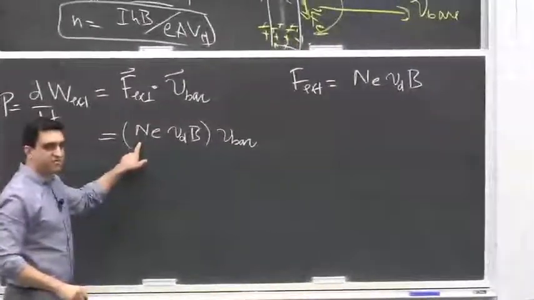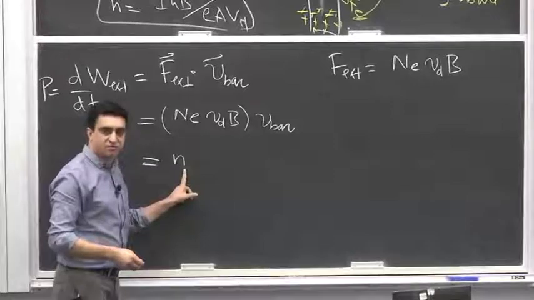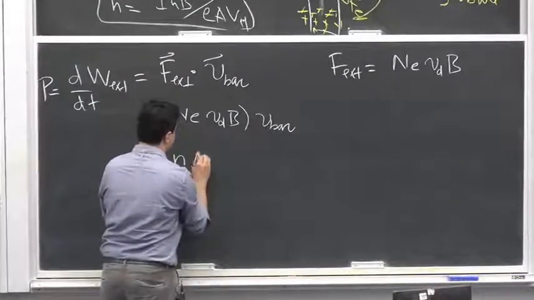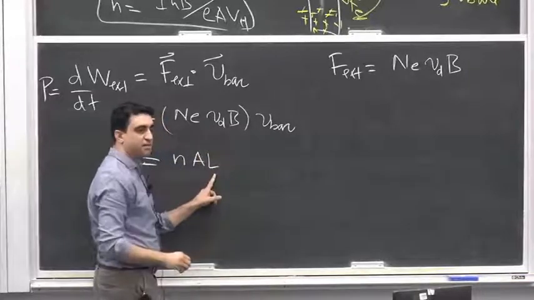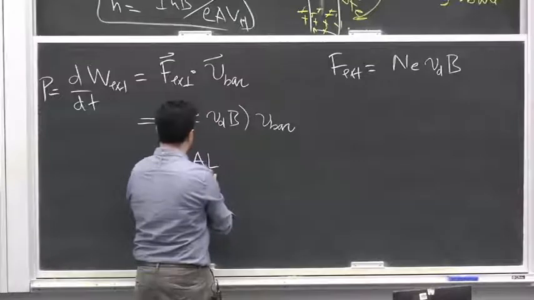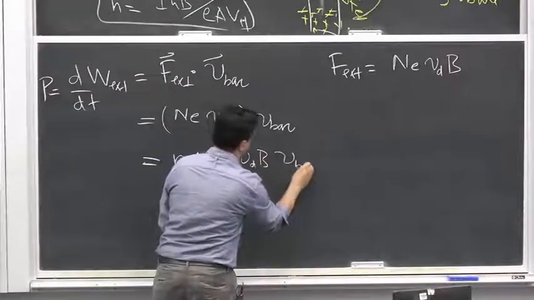N is the total number of electrons. So if I multiply N by the total volume, then I would get this total N. So N multiplied by volume, what is the total volume? It is the area multiplied by the length of this conductor, which is the cross-sectional area, E, VD, B, V bar.